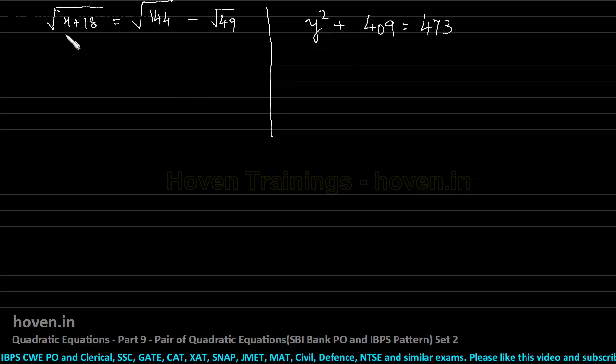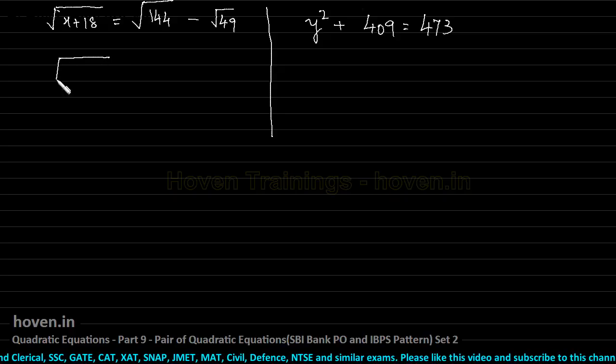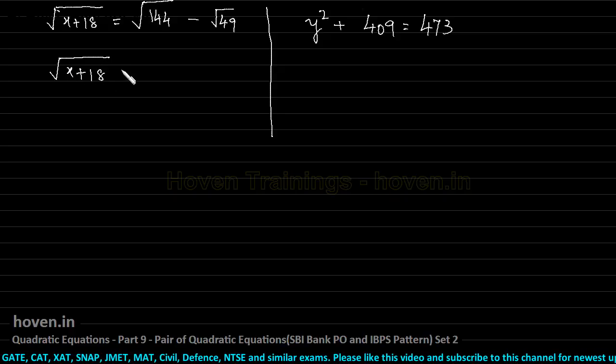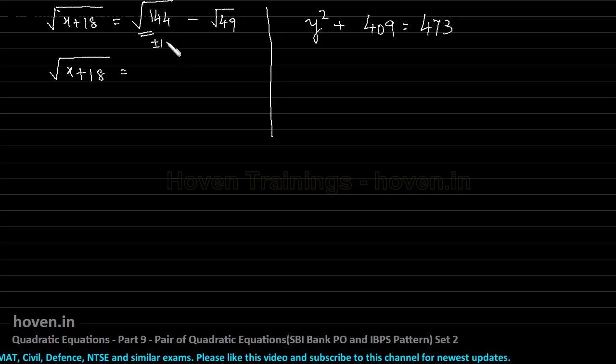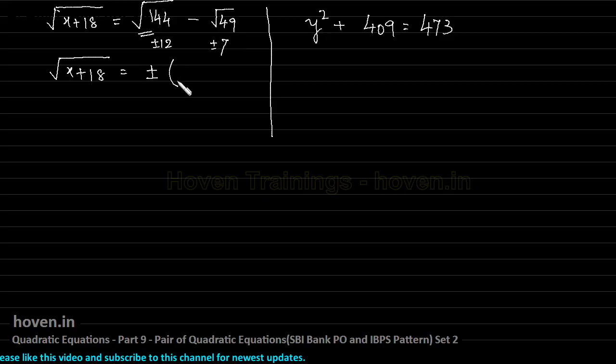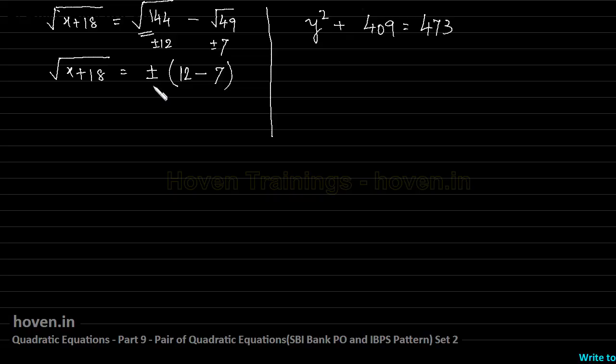What I do is, I'll write this one as square root of x plus 18 is equal to, this I know will be plus minus 12. This I know is plus minus 7. And there is a minus sign. So what I'll do is, I'll take plus minus 7 out, write this as 12, retain this minus sign and take 7 here. So this will be plus minus 12 minus 7. If you don't want to take plus minus 7, the answer will remain the same. You could have simply taken it as 12 minus 7 also.